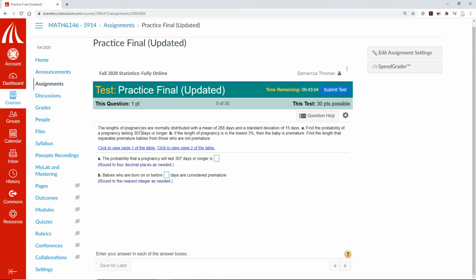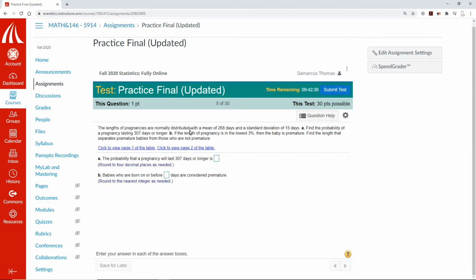So it says the lengths of pregnancies are normally distributed with a mean of 268 days and a standard deviation of 15. Find the probability of a pregnancy lasting 307 days or longer. And then B, if the length of the pregnancy is in the lowest 3%, then the baby is premature. Find the length that separates premature babies from those who are not premature. And that's a good question.